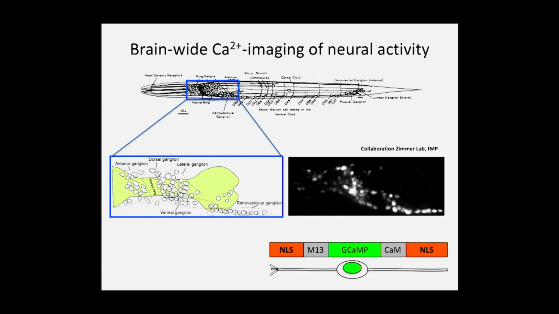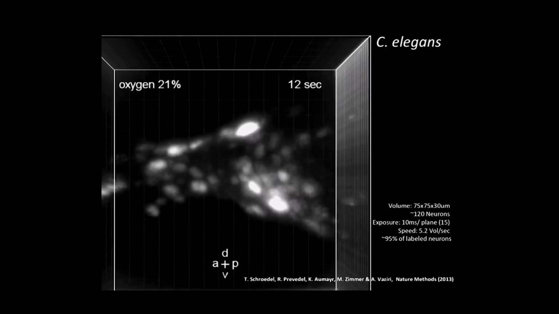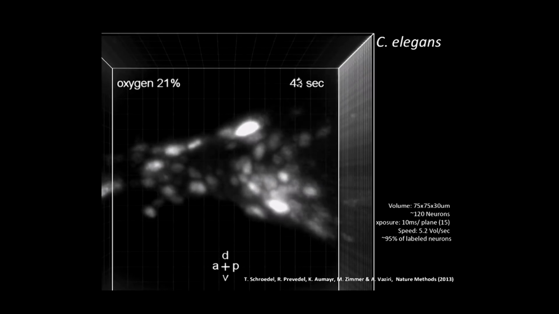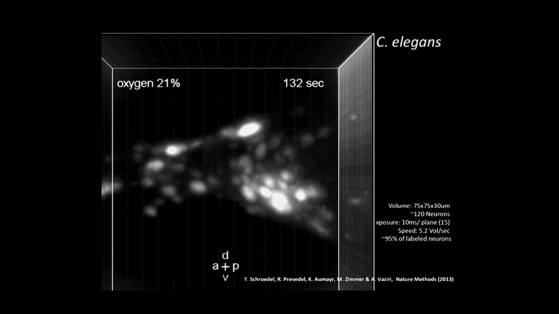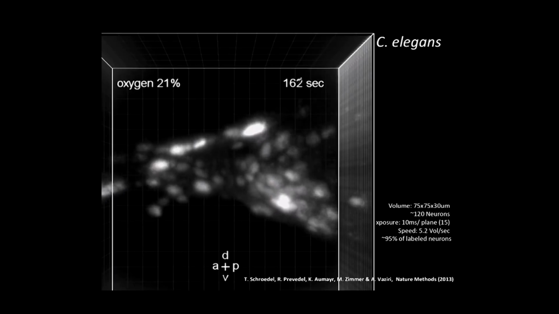So we came up with the idea of using a nuclear localized version of GCaMP. Basically, it has a nuclear localization sequence that drove the expression of GCaMP into the nuclei, and then we could nicely see that the neurons were localized in all dimensions. So we could apply our wide field imaging technique, and what I'm showing you here is a 3-dimensional maximal intensity projection of about 120 neurons of the worm, during spontaneous activity. So you see significant spontaneous activity.